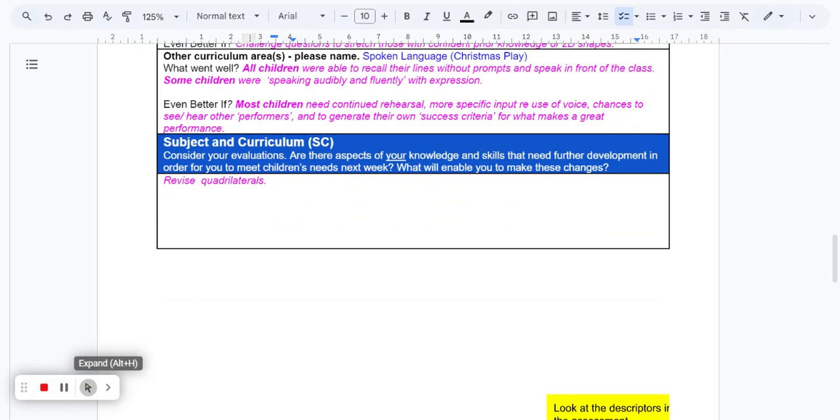They only need to make a brief note here if that is the case, but that should inform their non-teaching time in the week ahead, and they should be deliberately acting upon those points that they've raised themselves.